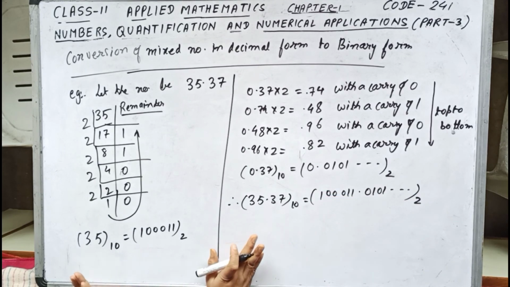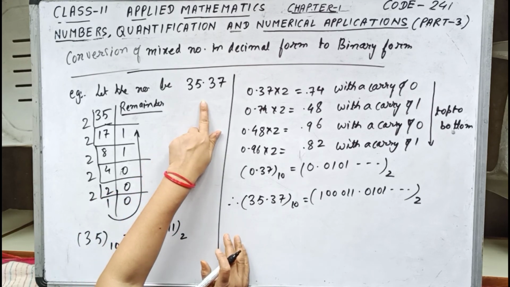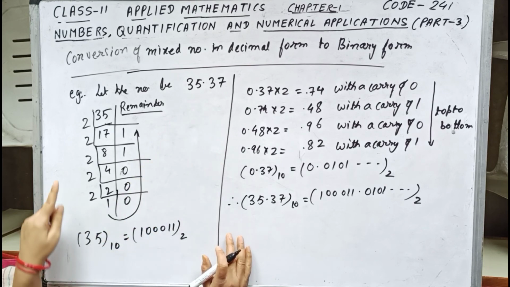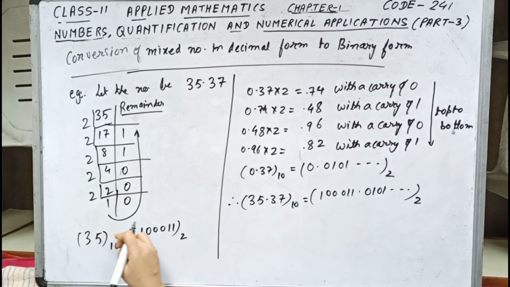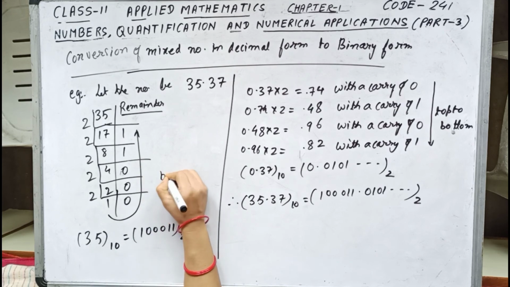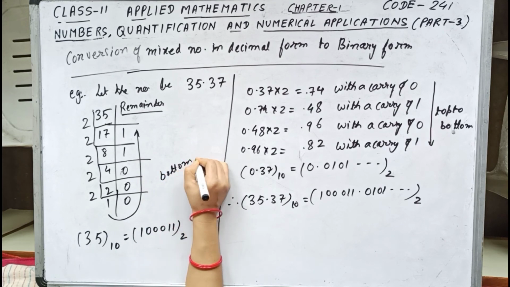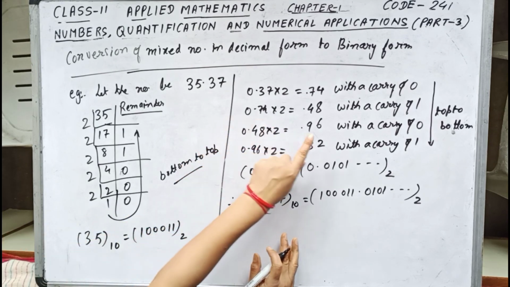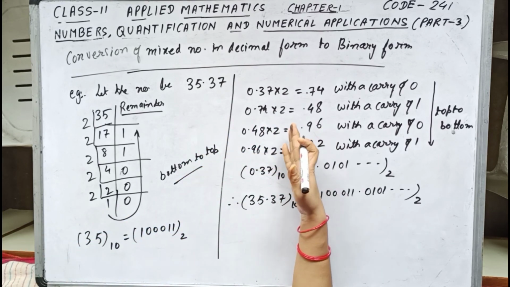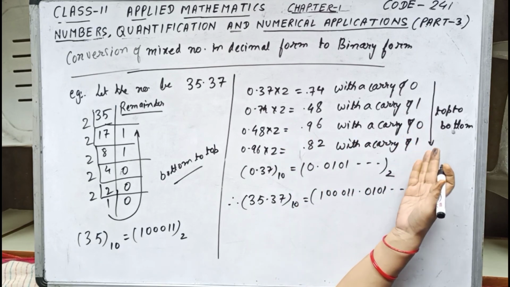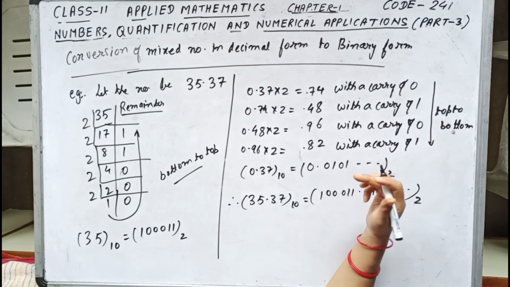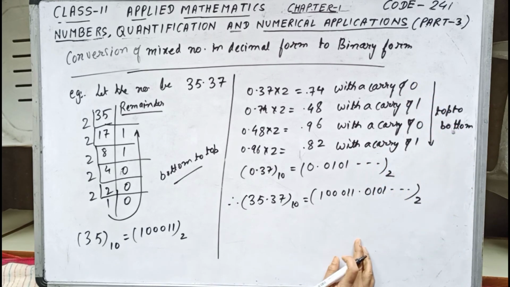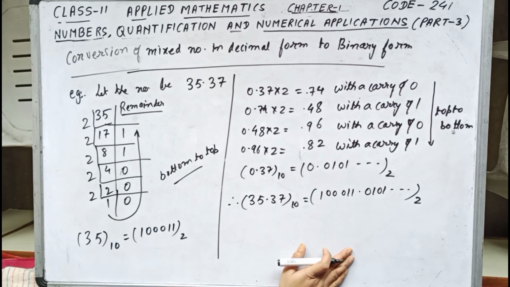So it's easy, you can understand. Whenever a number comes in the mixed form, that is integral part and the decimal part, convert the integral part separately by dividing by 2, and the answer in binary will be bottom to top. And for the decimal part, multiply by 2, and write the integral part, whatever it is coming, right over here with a carry, and the decimal form in the binary system will be equal to the top to bottom 0101, whatever it is coming.